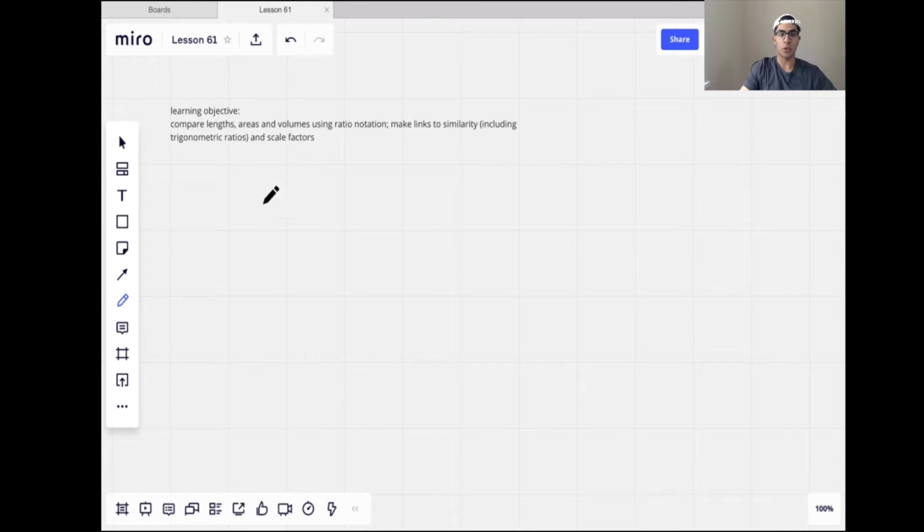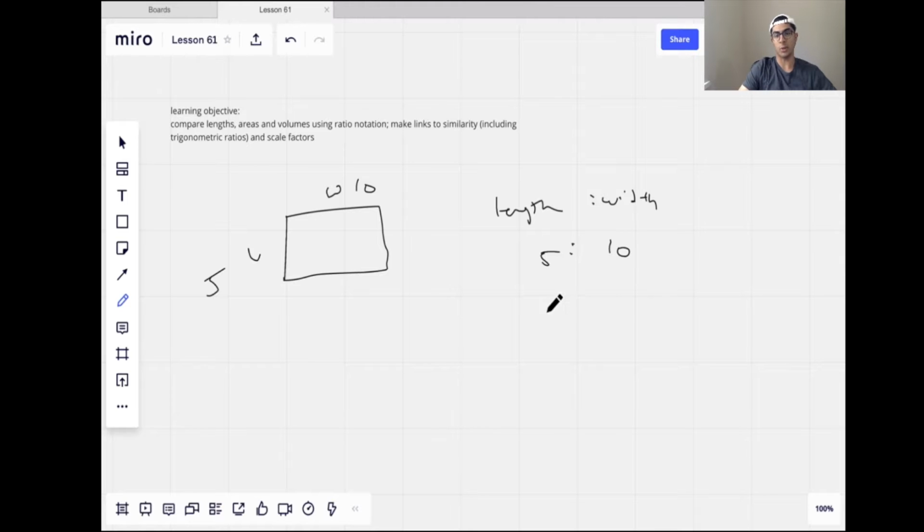And the context they're talking about is, if you have, for example, a square, and you have to compare the ratio of, what is this called, the length to the width. So if this was, say, 5 centimeters, and this was 10, you could say the ratio of the length to the width would be 5 to 10, and you can simplify this to 1 to 2. So that's what it is.